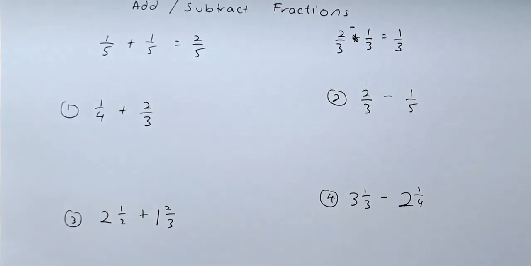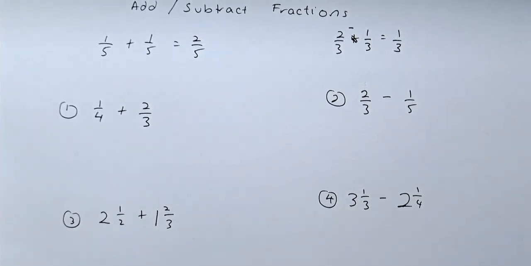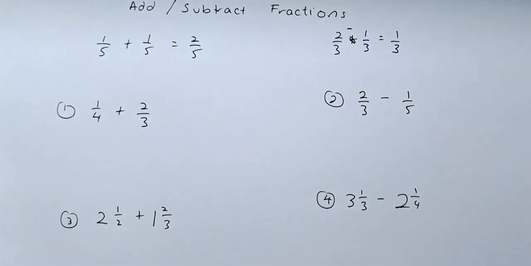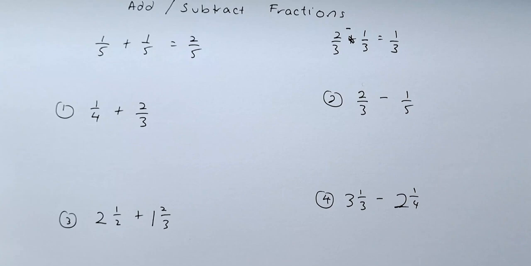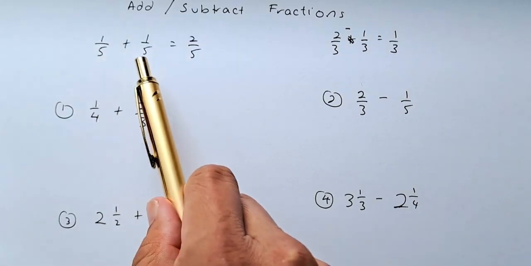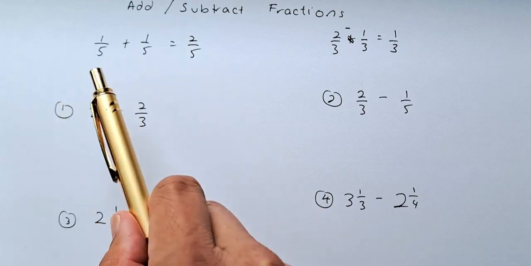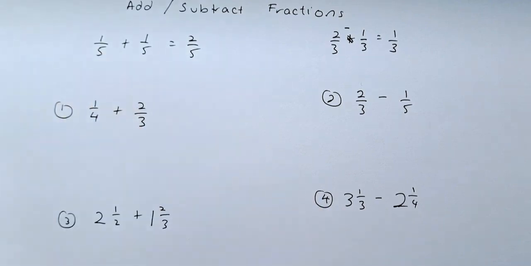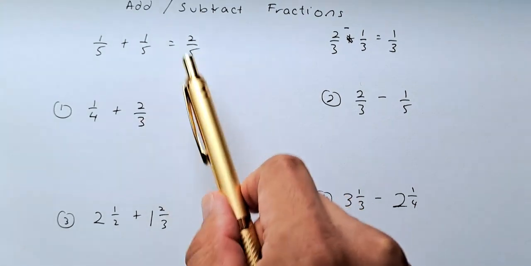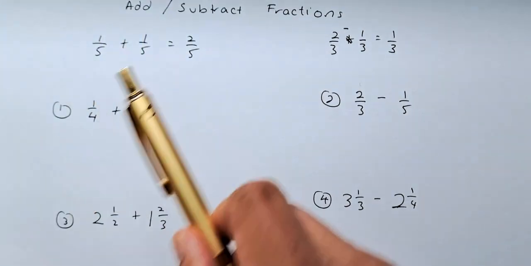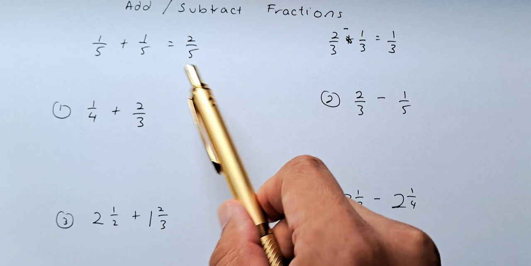In this video, we are going to go through a quick revision on how to add and subtract fractions. So to add and subtract is simple. If you have 1/5 plus 1/5, it is going to be equal to 2/5. What happens is, if I ate 1/5 of a cake and you ate 1/5 of a cake, both of us will be eating 2/5 of a cake. So the idea is you add the numerators, 1 plus 1 gives you 2, and the denominator remains the same.